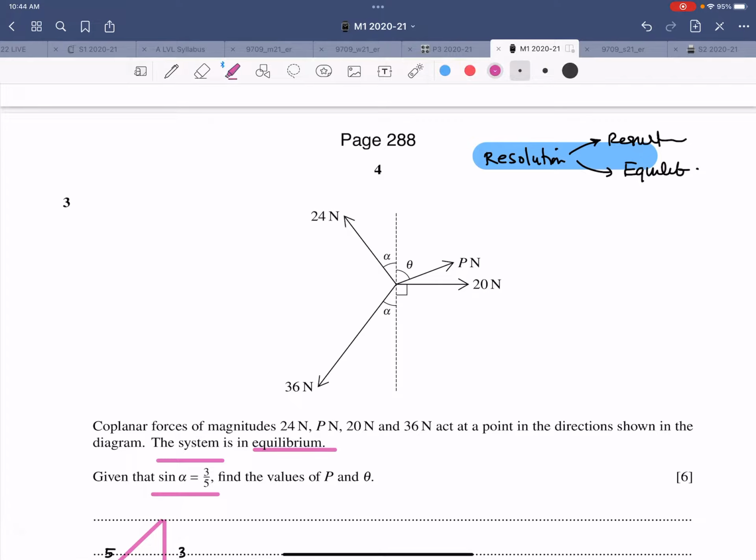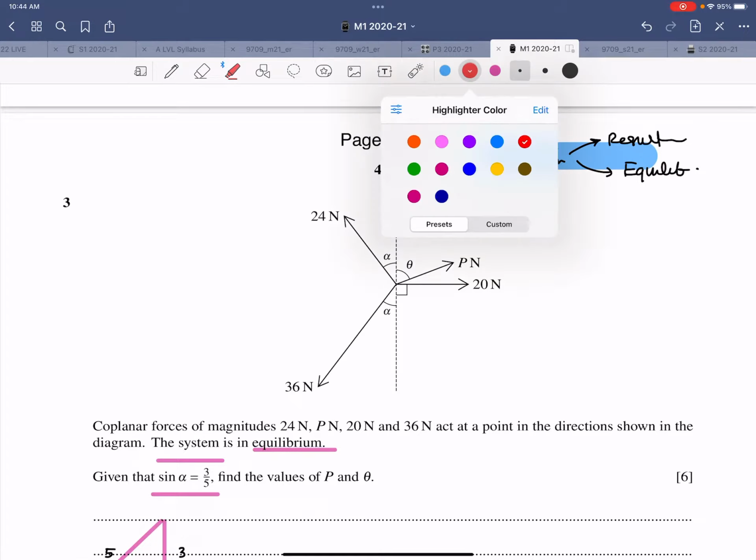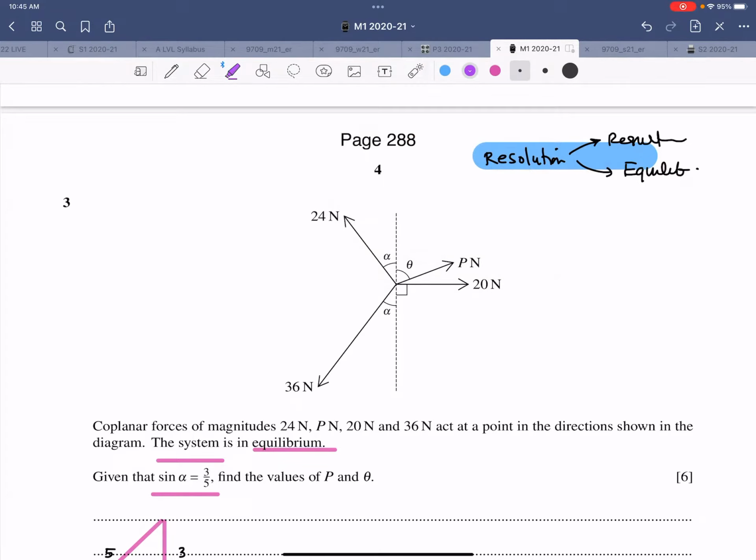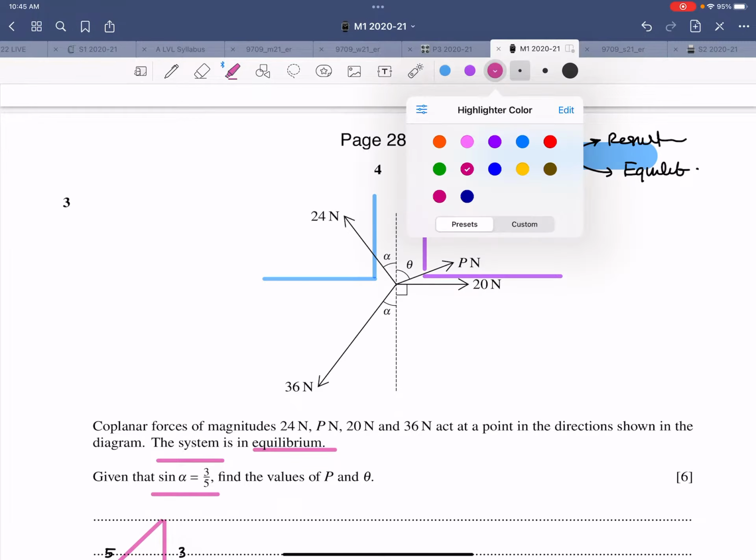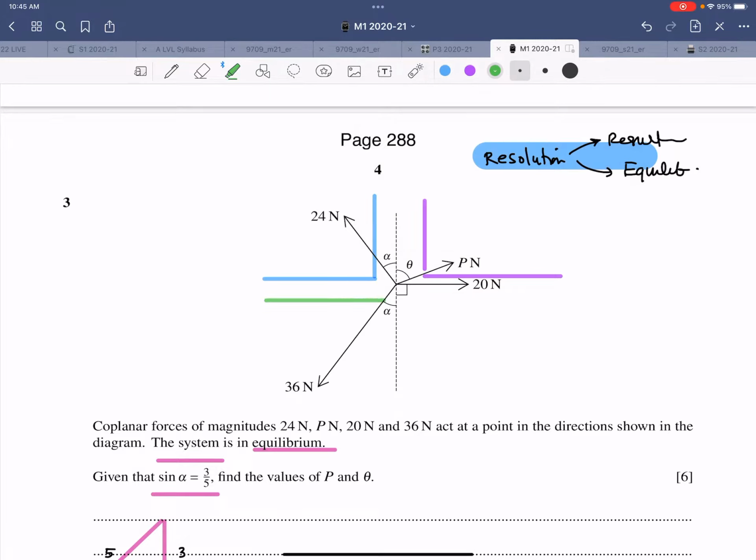Now resolve. When you do the resolution, this is P something and P something, that's the first thing. Then 24 something, 24 something. And then last but not the least, 36 something and 36 something. Now this theta is with the vertical. So vertical would behave as cosine because that's the adjacent side. Therefore this is P cosine theta. This is P sine theta.